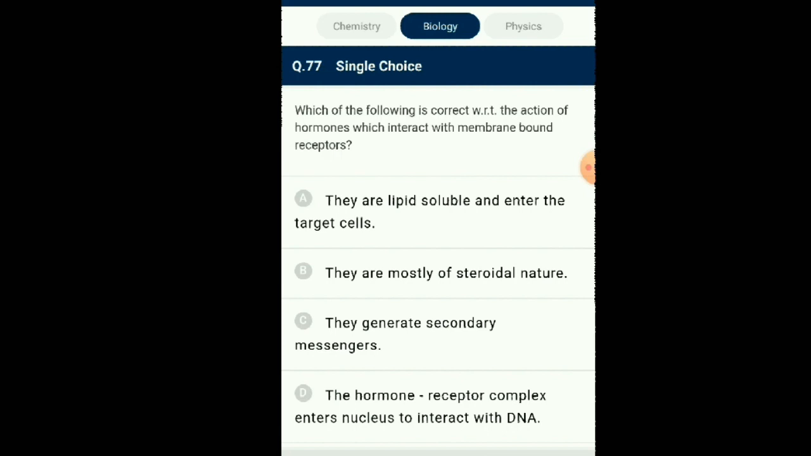So the answer for this question is option C. They generate secondary messenger. So that is the incorrect statement from the given four statements.